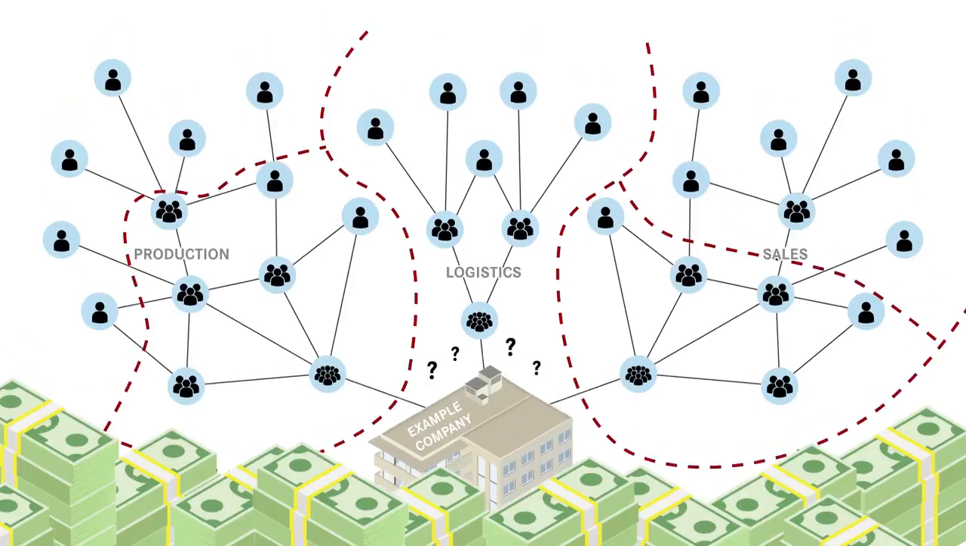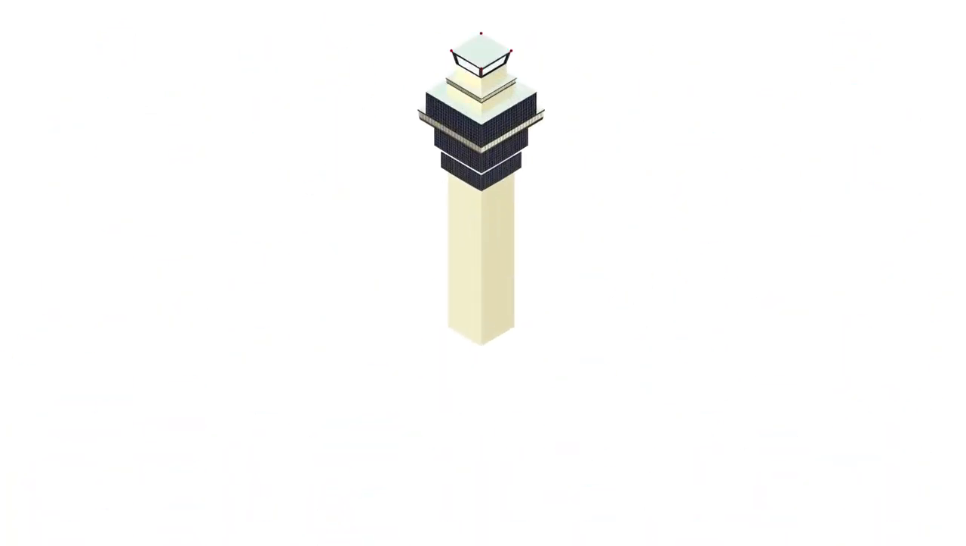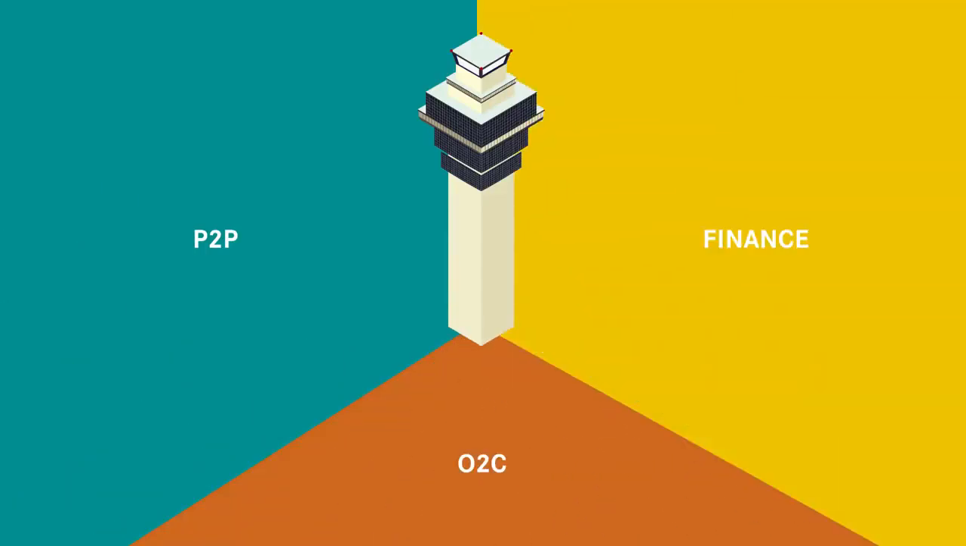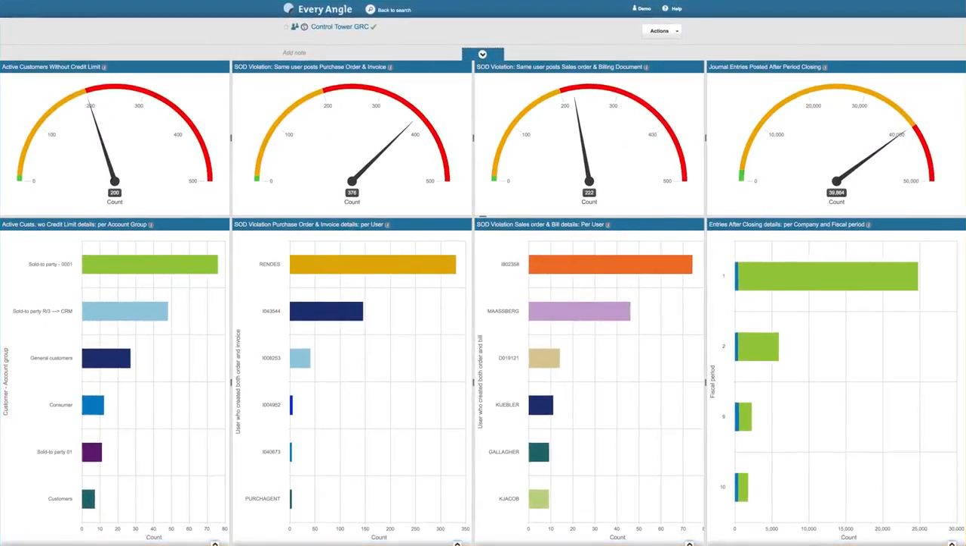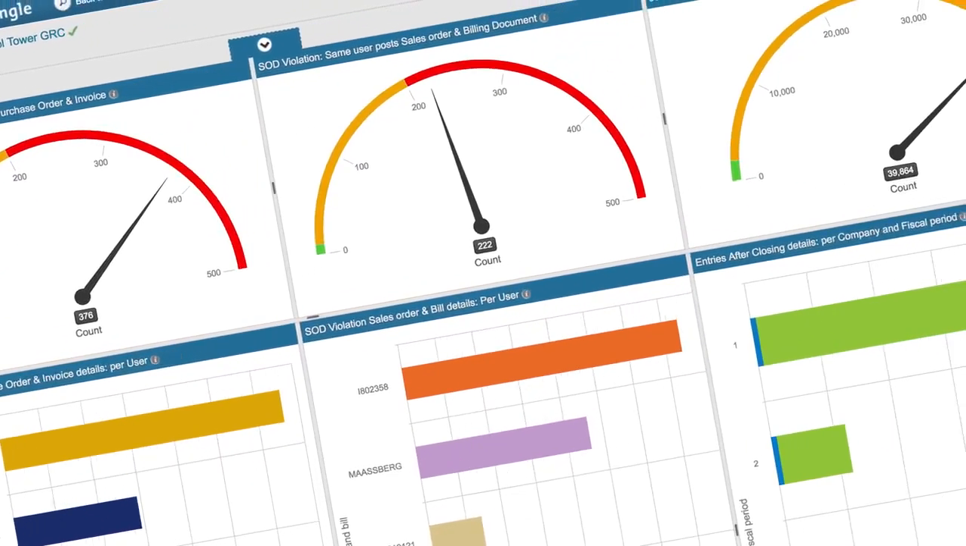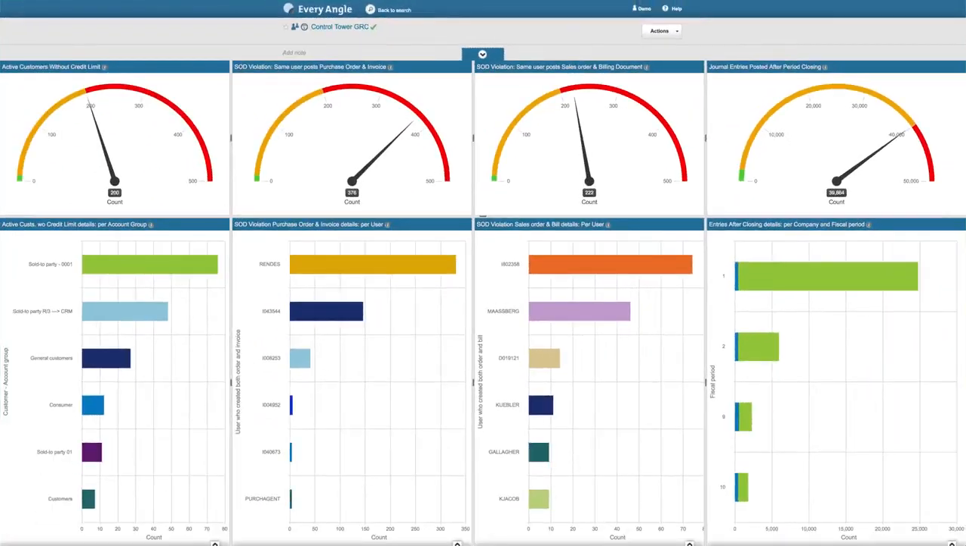In some cases, big fines are the result of these situations that could turn out to be disastrous. Every angle is able to continuously monitor purchase to pay, order to cash, and financial transactions in order to manage all kinds of risk. We have developed a GRC control tower that empowers users leading up to an audit or in finance departments with a defense against data nonconformance.